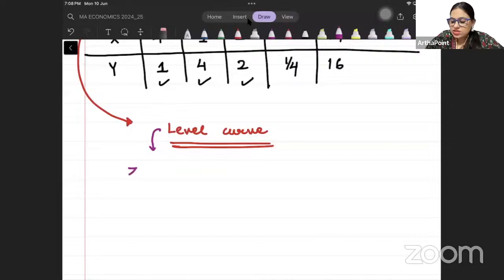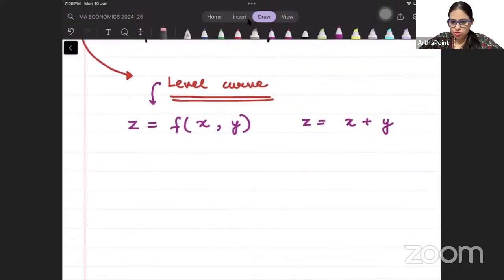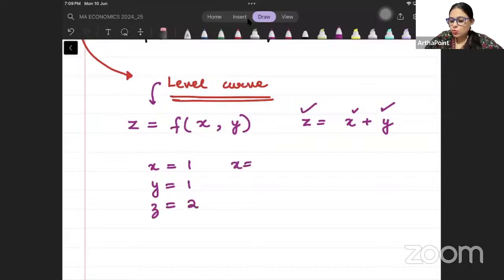Suppose I tell you Z is some function of X and Y. Let's say Z is equal to X plus Y. Then as I change the value of X and the value of Y, the value of Z will also change. Let's say X is equal to 1, Y is equal to 1, Z will be 2. X is equal to 2, Y is equal to 3, Z will be 5. So I have some combination.